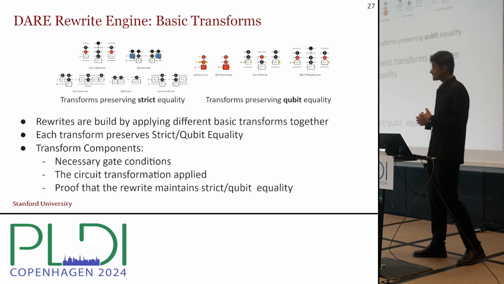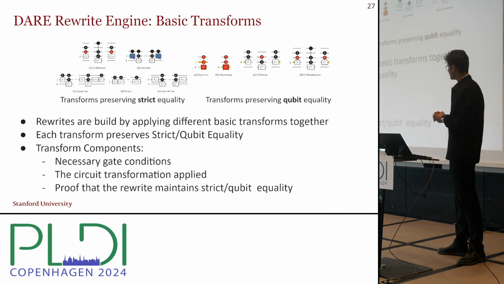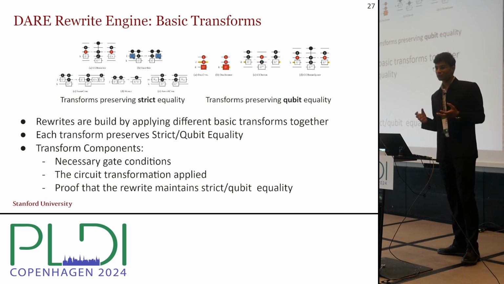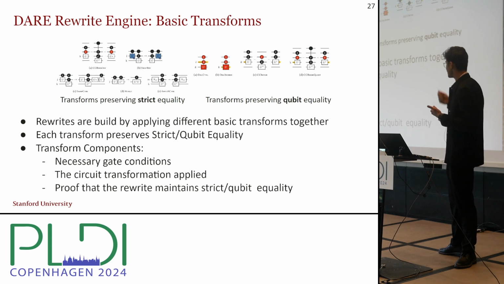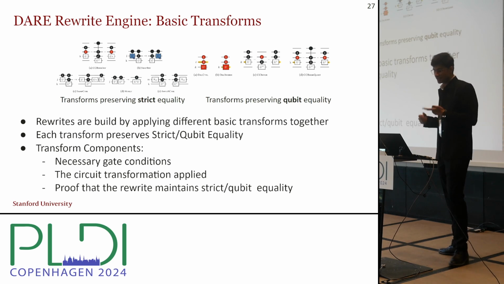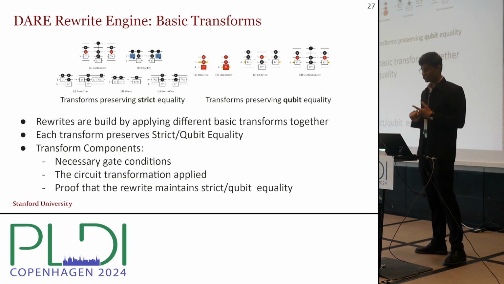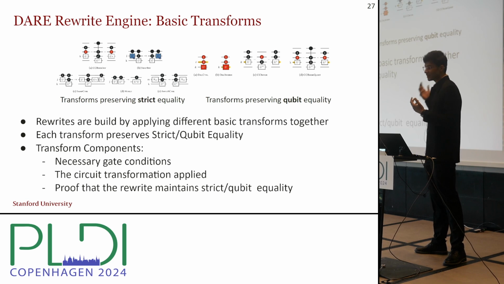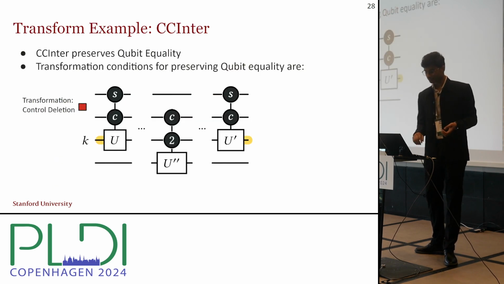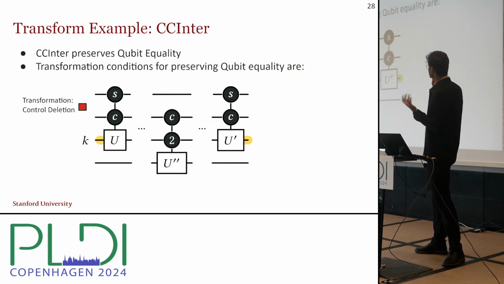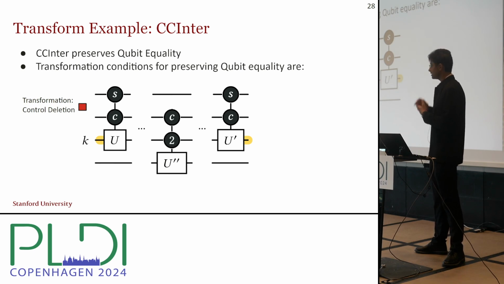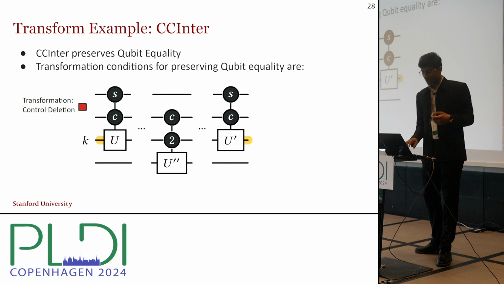Our rewrites are built as a collection of these manually specified basic transformations. Each transform has 3 components. First are a set of necessary gate conditions. Second is the transformation applied if these conditions are met. And finally, a transform comes with a proof that shows that it maintains qubit equality. Let's walk through an example. This is a transformation called CC inter, and it preserves qubit equality.